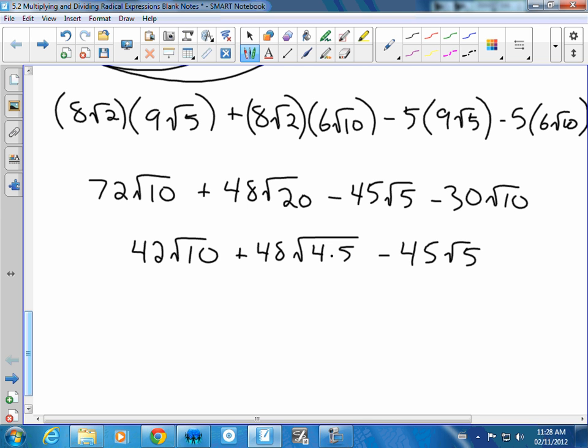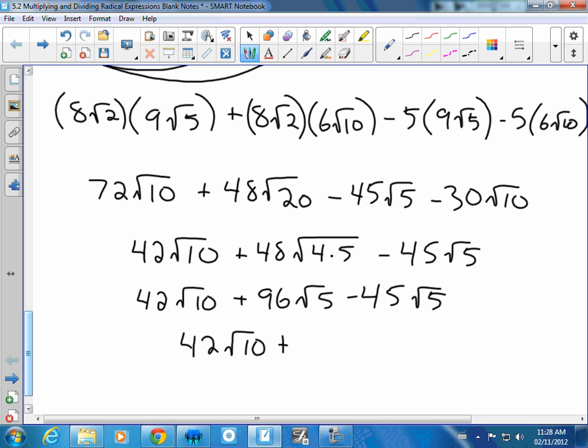Treat it like this. If I gave you 72x minus 30x, what do you end up with? 42x. Well, that's exactly what's written there, right? Just instead of the x, we have a root of 10. Okay, so 42 root of 10 plus, hey, what's the square root of 4? Times 2 is 96 root of 5 minus 45 root of 5. Do we have another common set of radicals here? Those ones there, right? So we can go 42 root of 10 plus, what's that, 45, and 9, what's that, 51? 51 root of 5. Are we done? Yep.